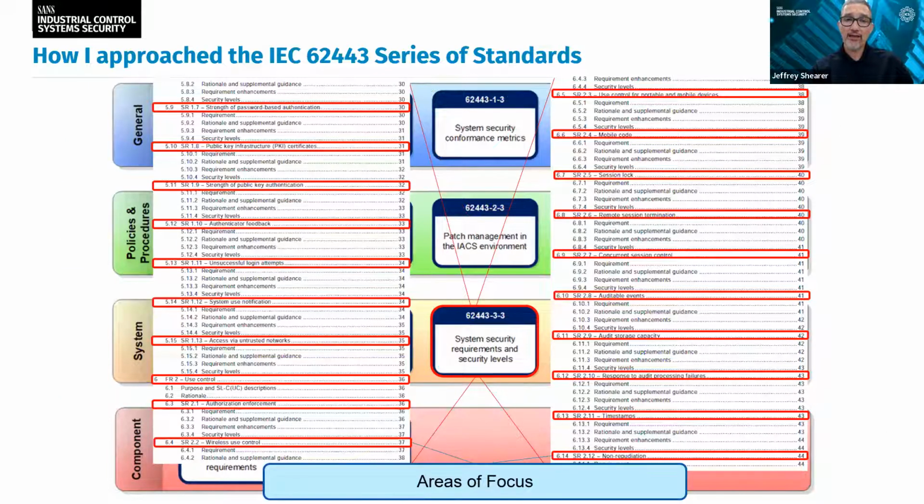I put this slide together to just show you the multiple areas of focus and the deepness and richness of this standard. It talks of everything about like strength of passwords all the way through wireless, through mobile code and timestamps. So it gives you a checklist of the things that you should be thinking about while you're rolling out your standard or as you're implementing your standard.